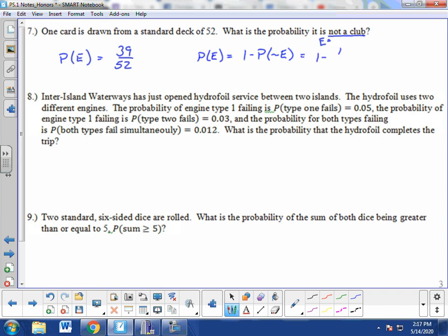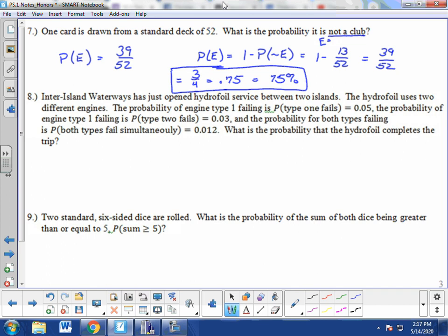So 1 minus the 13 clubs out of 52, which would still give you 39 over 52. So either way that you think about it is okay. The ratio then would come down to 3/4, which is 0.75 or 75%. So you have a 75% chance of pulling a card that is not a club.